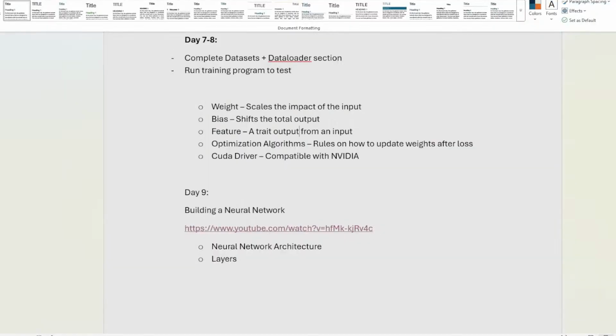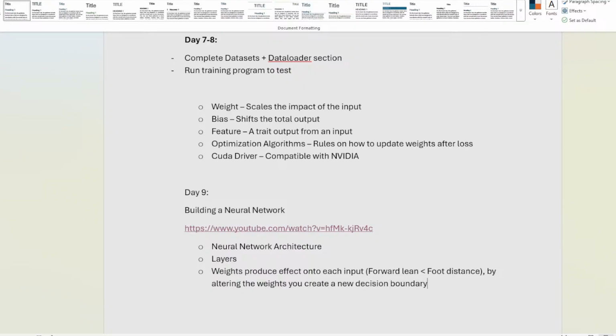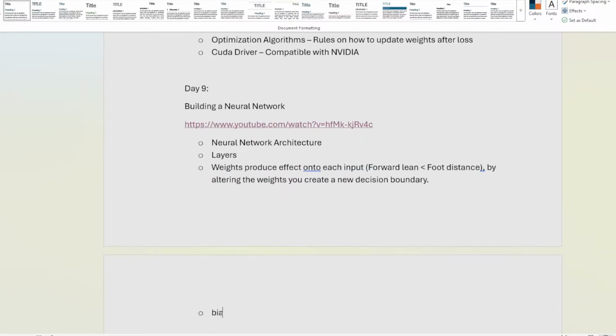We're gonna stop here and let's actually go ahead and write some notes real quick. So, weights produce effect to each input, right? Forward lean less than foot distance. By altering the weights, create a new decision boundary. Bias allows for more flexibility within the decision boundaries.